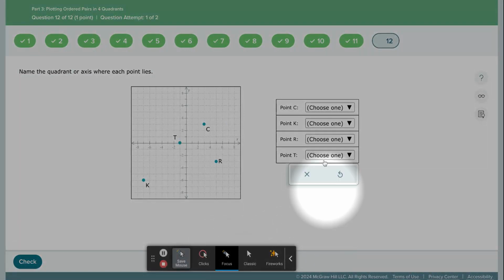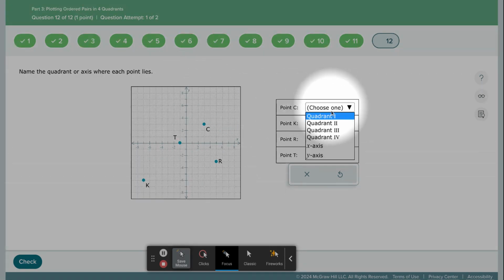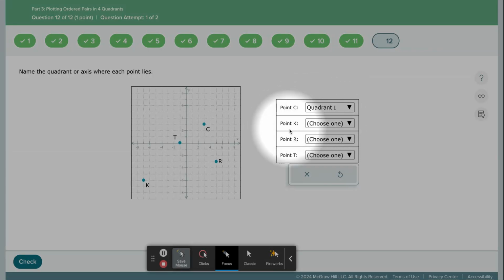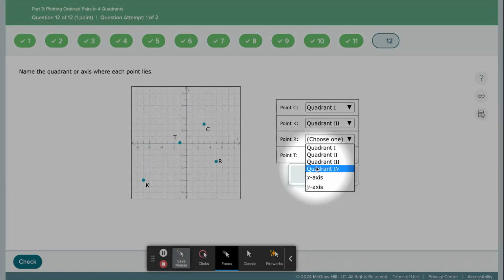So I'm going to go through, I need to find point C, which is right here. I know it's in this first quadrant, right? It's not on a line. It's in the first quadrant that you ever learned about. So that's quadrant 1. Point K is all the way over here, right? So if this is quadrant 1, this is 2, this is 3. So K is in quadrant 3. Point R is right here. So if this is 1, this is 2, this is 3, this is quadrant 4, right?